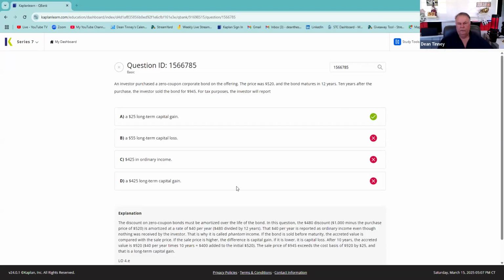An investor purchased a zero coupon bond at 520. So you should know that you must do straight line amortization upward when you buy a zero coupon bond. So here you paid 520. Remember, that is your cost basis. And as I just said, you have to do straight line amortization upward. That's called accretion. And you're going to get back at maturity $1,000.